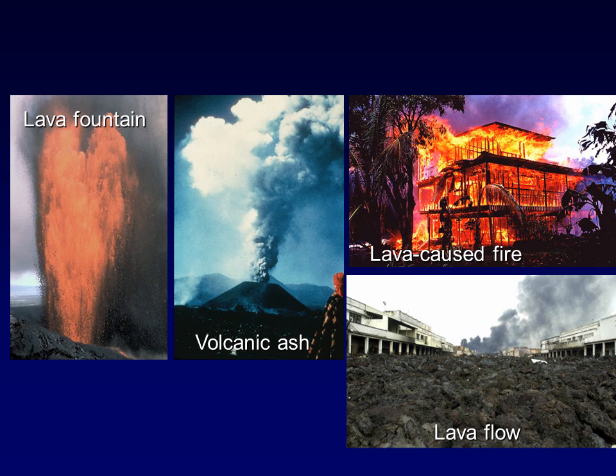The next one is volcanic ash. It can reach heights of several kilometers and impact areas very far downwind. So this one can affect far beyond just around the vent. Lava-caused fire. Flammable structures and vegetation may be burned by lava flow. And so that can spread far beyond the vent as well.